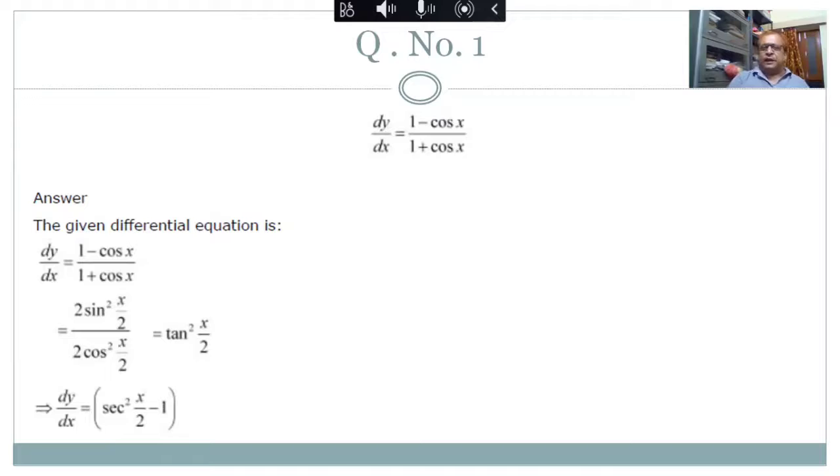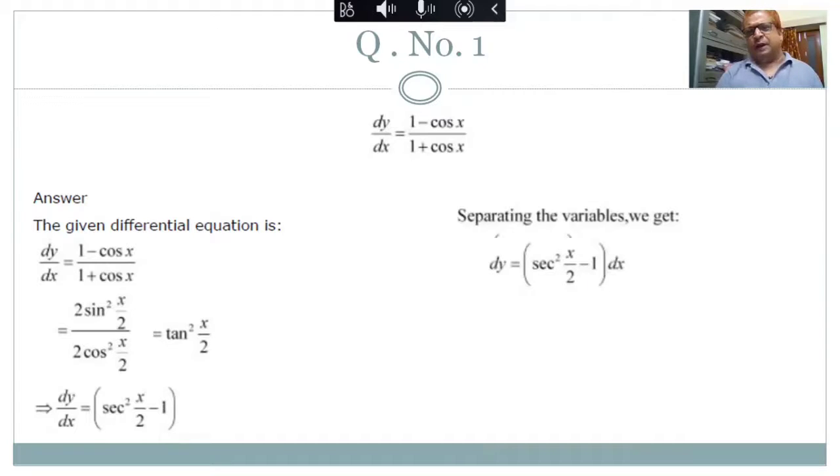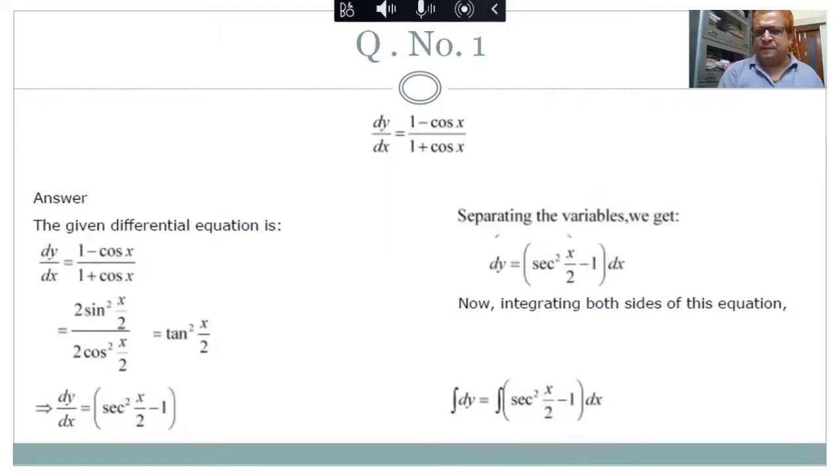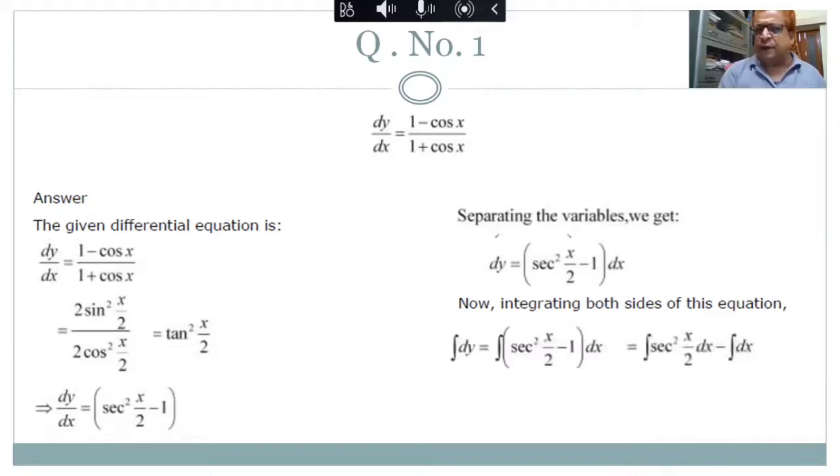Now separating the variables, what will come? dx will come this side, and dy will remain as it is. So now it becomes dy equal to (sec square x upon 2 minus 1) dx. Now integrating both the sides, what do we get? Integration of dy, this is the term. Now separate it: integration of sec square x upon 2 dx minus integration of dx.